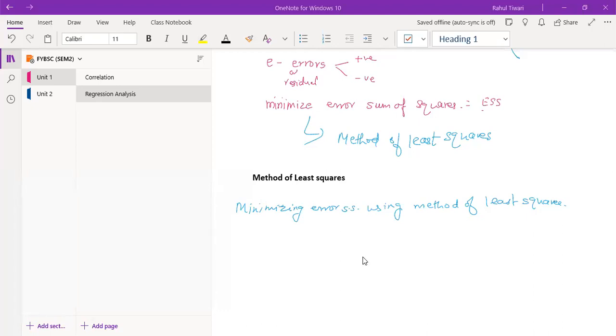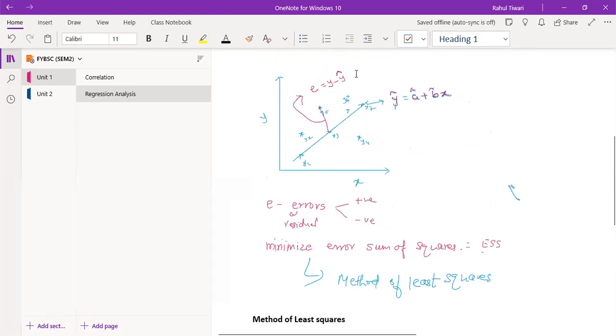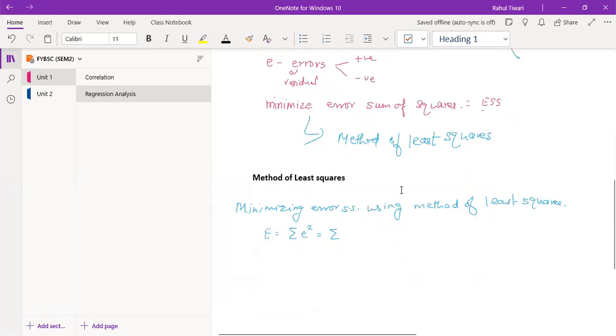How to find this minimized error sum of squares? That is the question we have to understand. So let me define this E, which is nothing but the summation of E squared. As I said, what is the summation of E squared? It is the difference of y minus y hat. So how do we get this value? It's a difference of y minus a minus b.